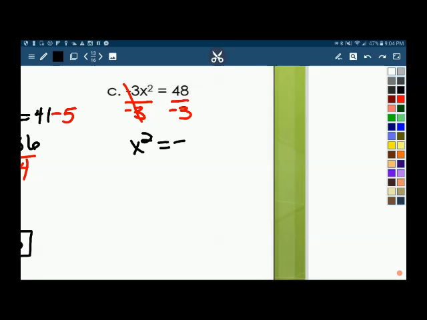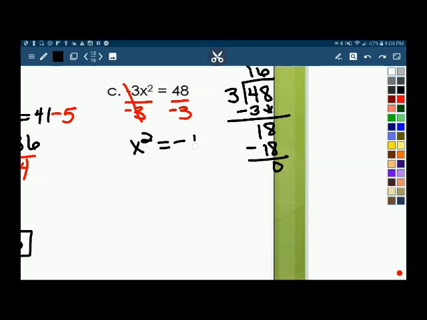And then we need to figure out what 48 divided by 3 is. If you don't know, do it off to the side. 48 divided by 3. 3 goes into 4 once. Again, ignore the 8 for now. 4 minus 3 is 1. Then drop down that 8. And 3 goes into 18 6 times. 6 times 3 is 18. 18 minus 18 is 0. I know I'm done. So I have x squared is equal to negative 16.